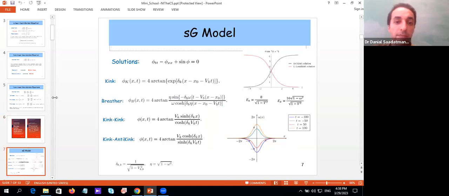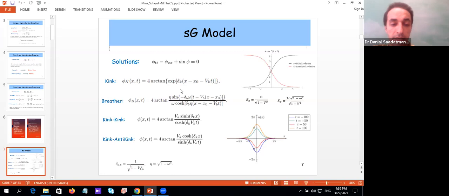Let's start with the famous nonlinear Klein-Gordon model, which is the sine-Gordon model. The sine-Gordon model, in fact, is an integrable model, and it has 1, 2, 3, or even 4 exact soliton solutions, which you can see on this screen. The kink solution is presented in this form.